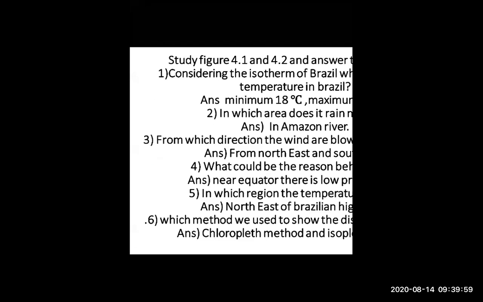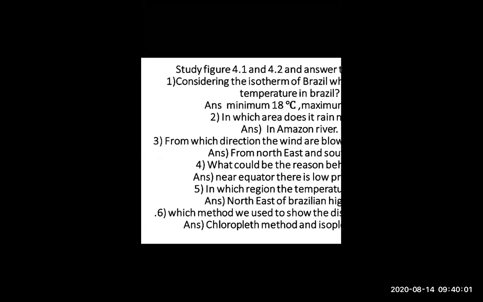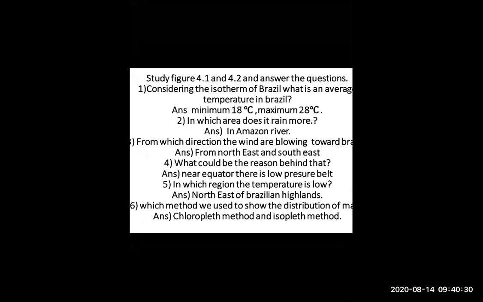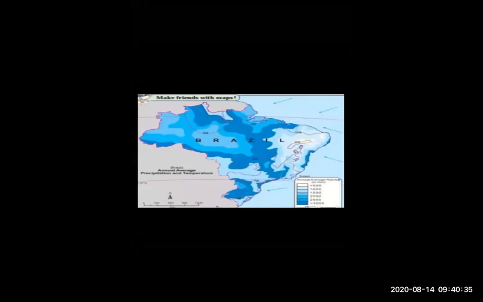After that, look at this last question. I think you know, students, there are 3 types of map. In 9th standard, you study all this. Distributional maps have 3 types, that is dot method, choropleth method, and isopleth method. So now, which method is used to show distribution in this map? So your answer should be choropleth map.